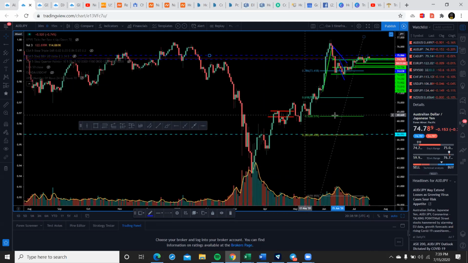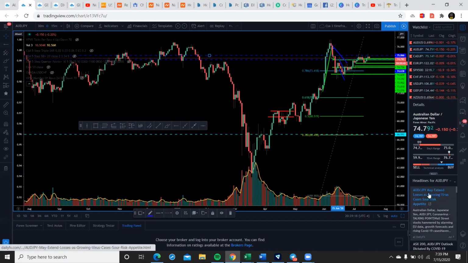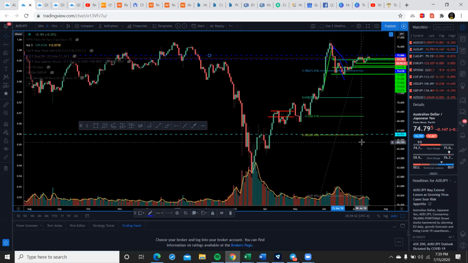So that's why it's important for you guys to start learning that. You're going to hear me say this more and more: risk on, or we have risk off. And there are ways for us to start identifying these statuses in the market. Like there's a headline right here. TradingView makes it simple because they have economists. Euro AJ may extend losses as growing virus cases sour risk appetite. So you see, I can't make this up. These are the true statuses in the market: risk appetite, risk on, risk off.